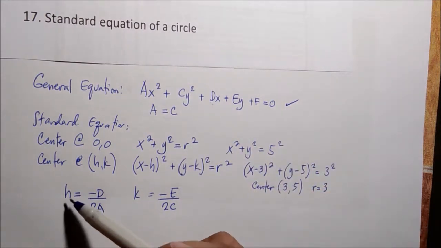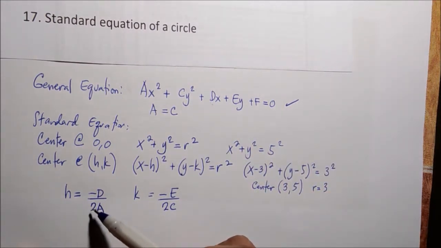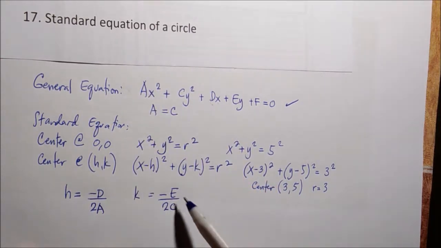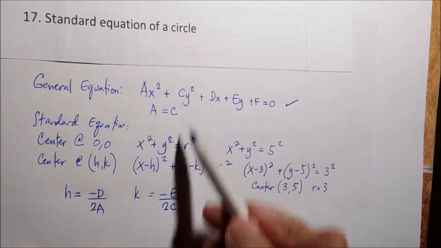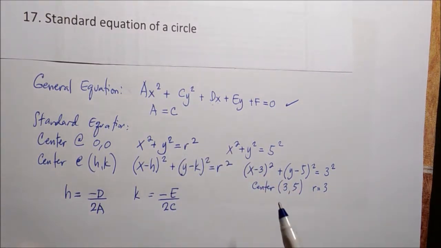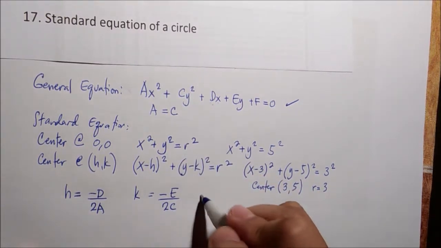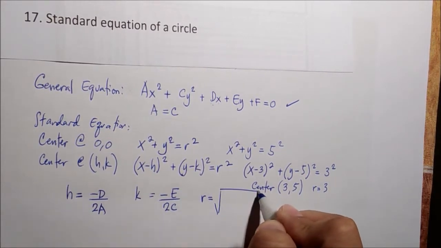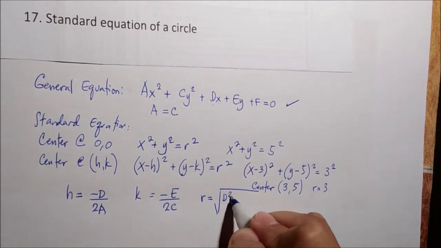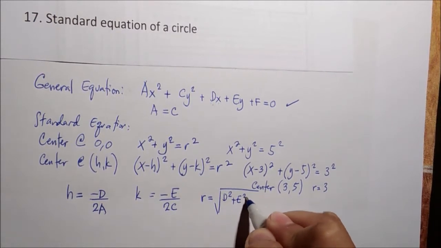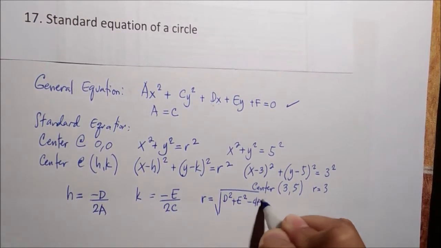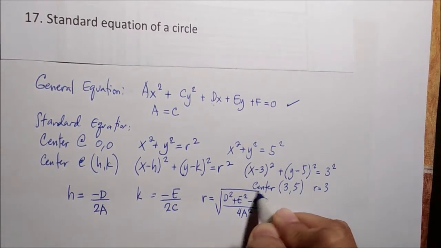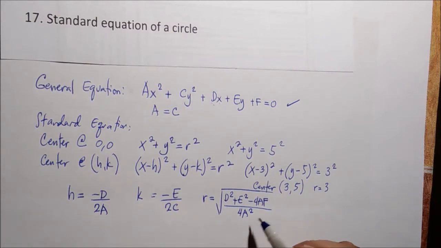Notice that h, the x, is in terms of x squared, and the other one, k, the y, is in terms of y squared. Okay, 2c. And the radius can be calculated by the formula: square root of d squared plus e squared minus 4af over 4a squared. Okay, this is the formula.